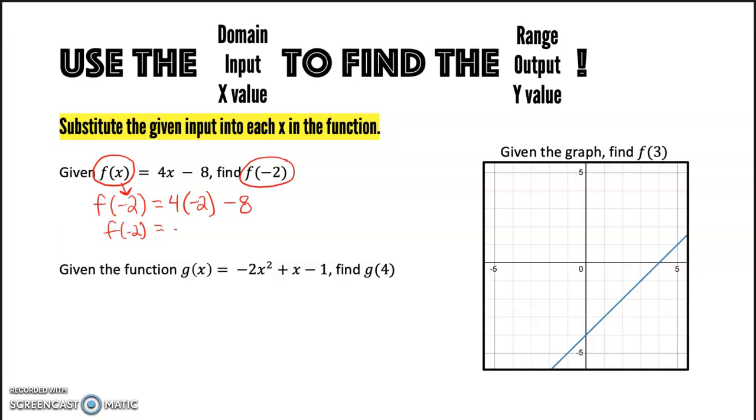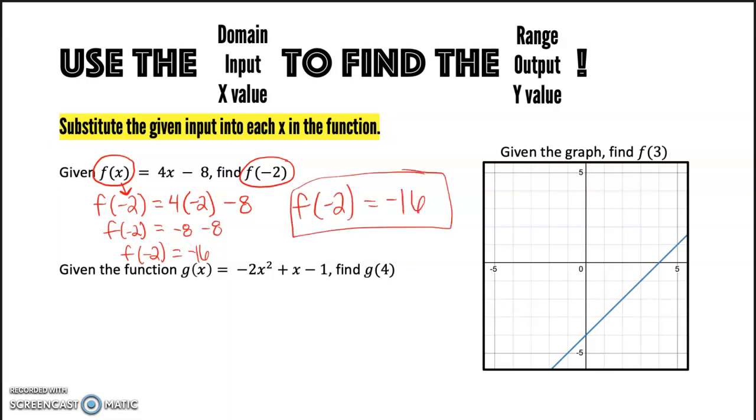4 times negative 2, that's negative 8, minus 8. At this point, we're just solving. F of negative 2 equals negative 8 minus 8 is negative 16. Oops, negative 16. So our final answer is f of negative 2 equals negative 16. When x is negative 2, y equals negative 16. That's all we're saying.